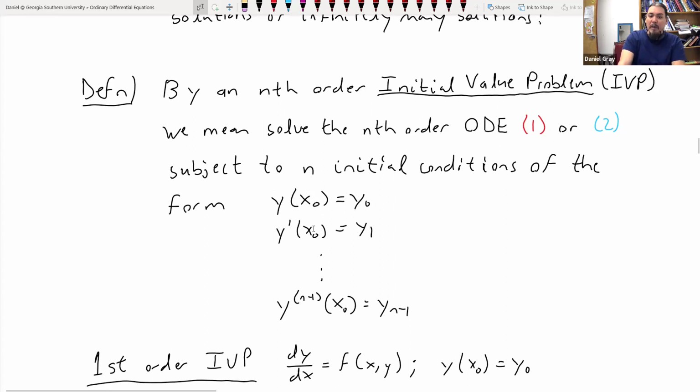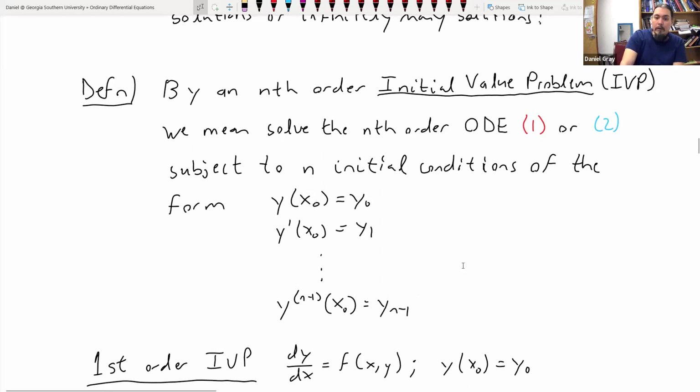Now we plug that same x value into y prime and we get a different y value. It could be the same y value, but it doesn't have to be. So we'll call it y1. Then we plug it into the second derivative, so y double prime of x0 will be y2. Y triple prime of x0 will be y3, and so on and so forth, all the way up to the (n minus 1)th derivative of y, plug in x0, and we get y(n minus 1). And so that's n different initial conditions, since we started at 0 and ended at n minus 1.